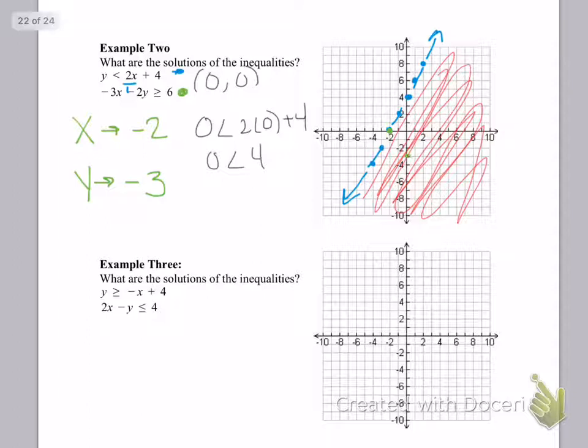That's right here. So dashed or solid line. It has the equal to, so that means it's going to be a solid line. There we go. Beautiful. Now let's do our shading. So you're plugging in 0, 0.